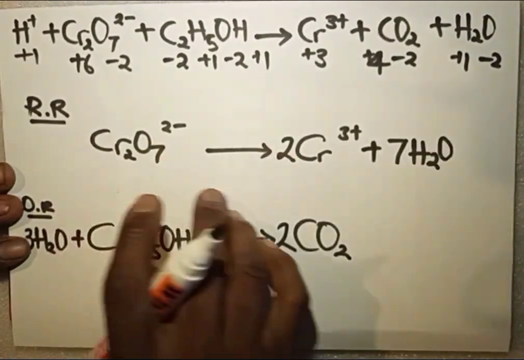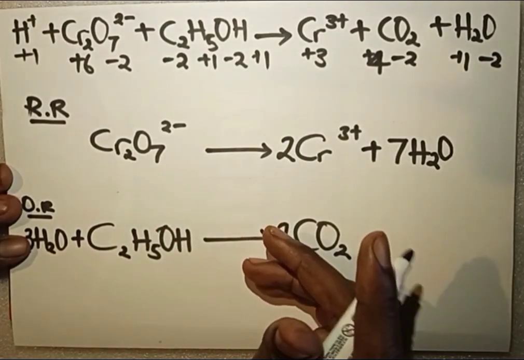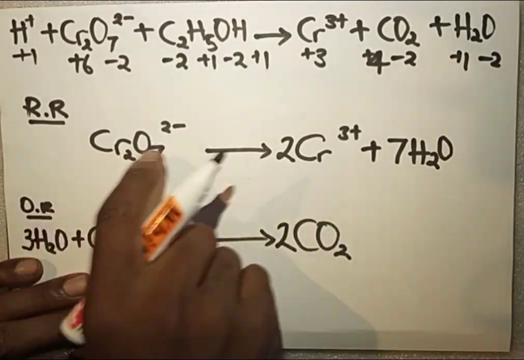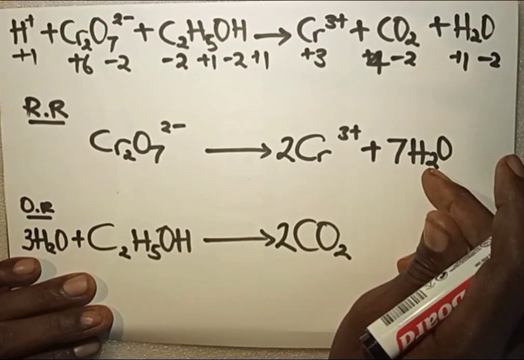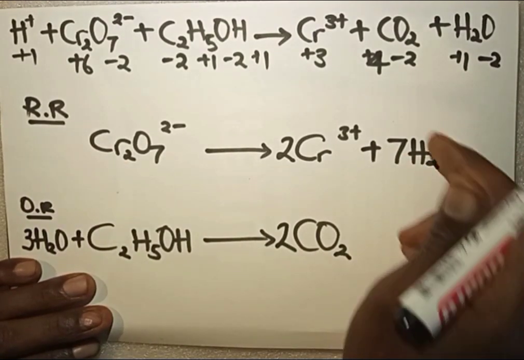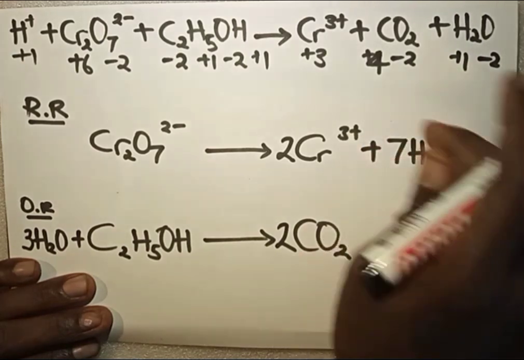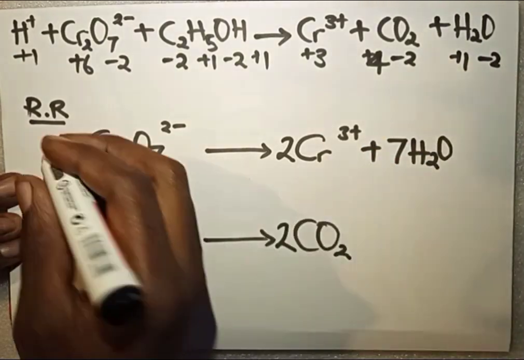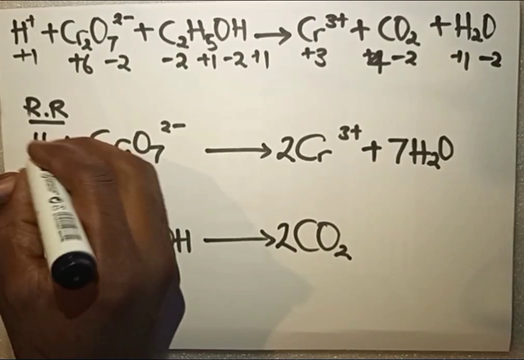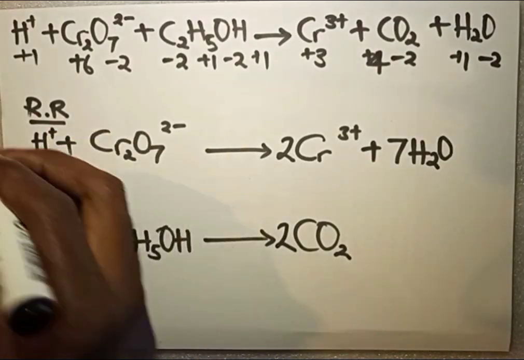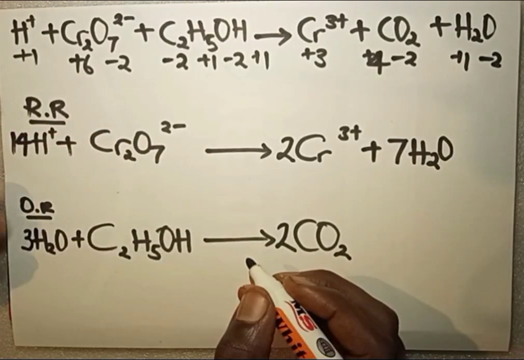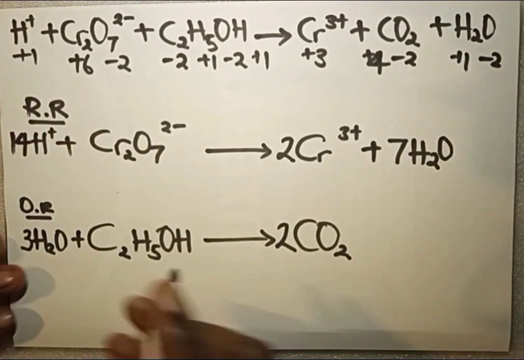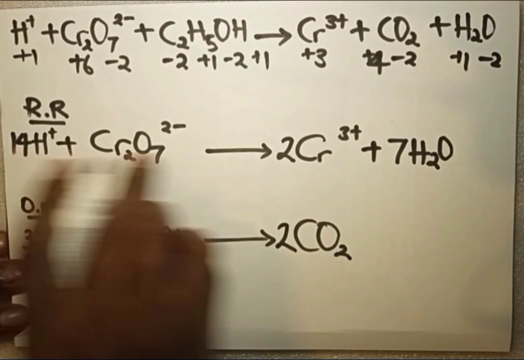All the elements are balanced except hydrogen. How many hydrogens are we having this side? We don't have. This side, 7 times 2, 14. So since there are 14 hydrogens here, we're going to add hydrogen ions this side. And how many? 14. So we're going to add a 14 here. Hope you're following. Hydrogen, we are done.